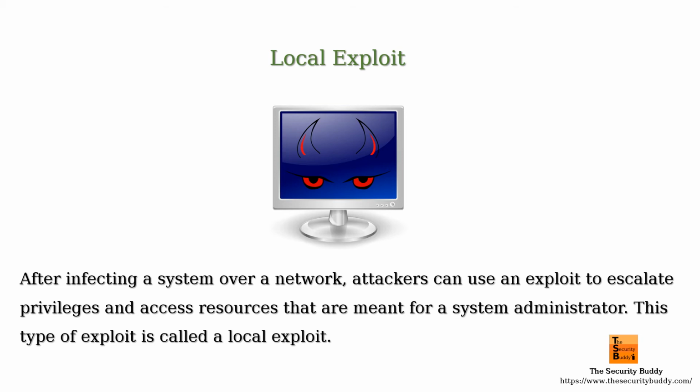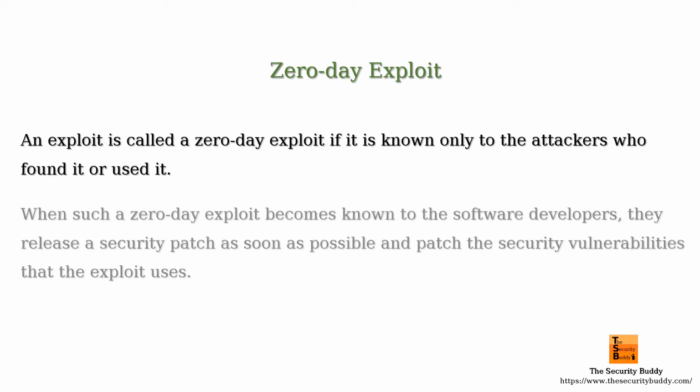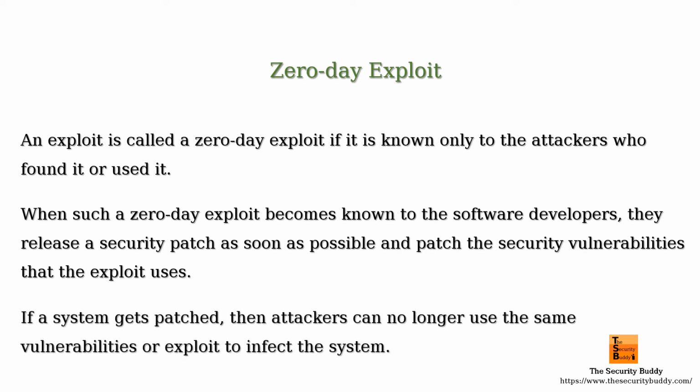And an exploit is called a zero-day exploit if it is known only to the attackers who found it or used it. When such a zero-day exploit becomes known to the software developers, they release a security patch as soon as possible and patch the security vulnerabilities that the exploit uses. As a result, if a system gets patched, then attackers can no longer use the same vulnerabilities or exploit to infect the system. This is why keeping the operating system, browser, and other commonly used software updated with recent patches is crucial. I hope this helps.